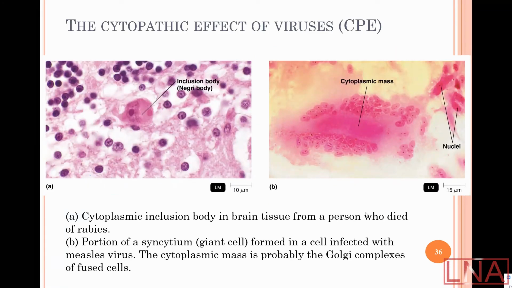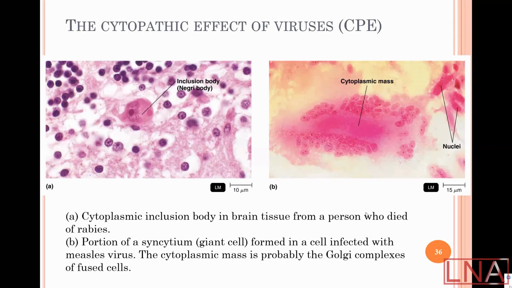Another variant of the cytopathic effect is inclusion bodies in brain tissue from a person who died of rabies. Inclusion bodies, or Negri bodies, are very visible on the tissue. A portion of syncytium, or giant cell, you can observe in picture B. Such a giant cell formed in a cell infected with measles virus.